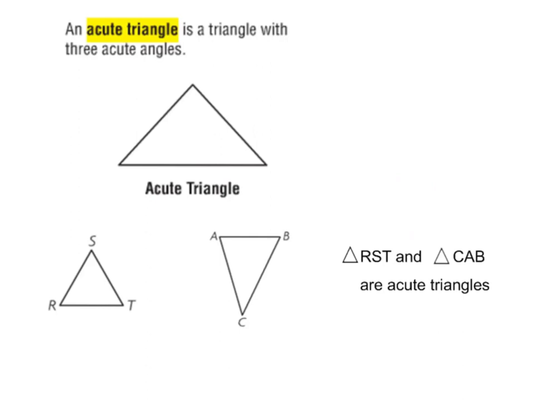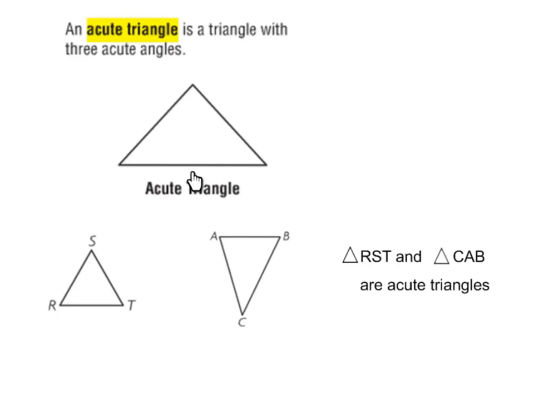The next type of triangle I'm going to teach you is called an acute triangle. An acute triangle is a triangle with 3 acute angles. Now remember, an acute angle means it's less than 90 degrees. That means it's less than a right angle. And all 3 of them must be acute in order to be an acute triangle.